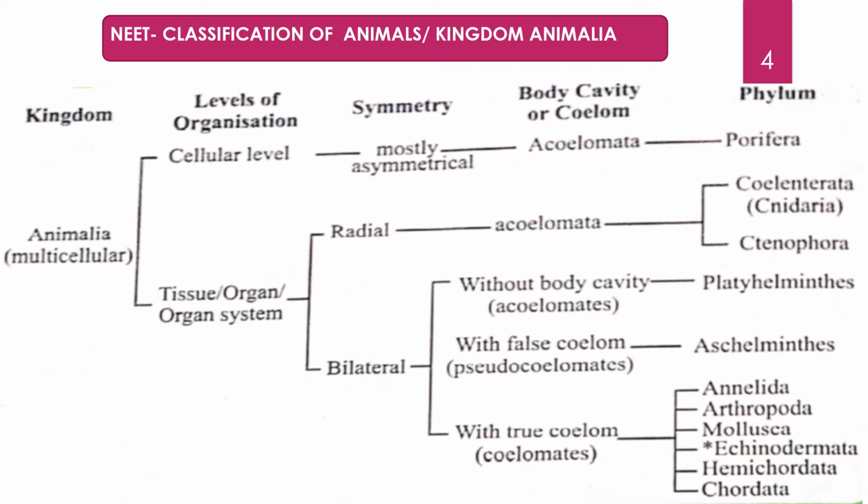Acoelomates are organisms without a coelom. That is, there is no cavity between ectoderm, mesoderm, and endoderm. Phylum Platyhelminthes belongs to this. Pseudocoelomates are organisms in which the ectoderm, mesoderm, and endoderm are present, but the mesoderm does not form an entire layer; it is present in the form of scattered pieces. So there is a space, but it is not lined by mesoderm on either side. We can't call it a true coelom, and hence we call it pseudo.